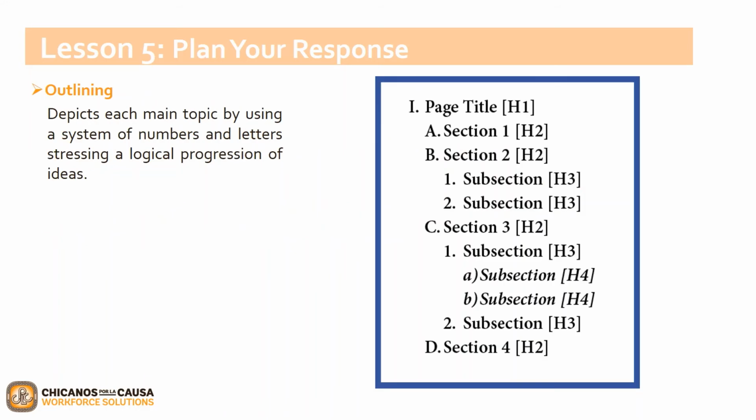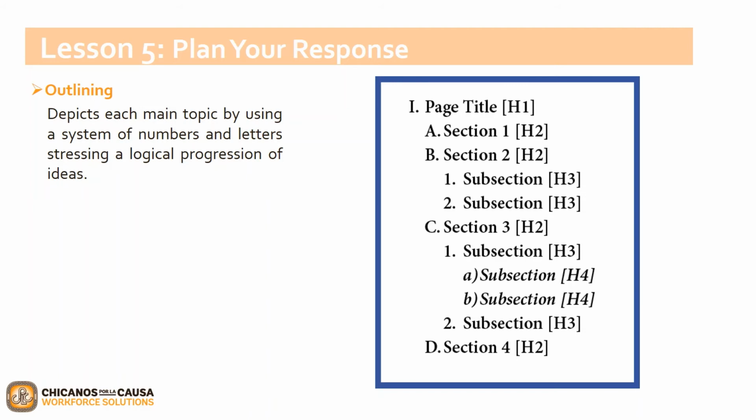You didn't think I was going to leave you hanging, right? An outline depicts each main topic using a system of numbers and letters, which is a progression of your main topic. You're probably looking at this outline thinking, what do I do? How do I use this? I'm so confused. Don't worry. We'll break it down together.